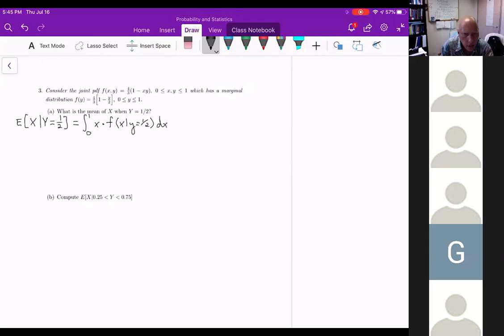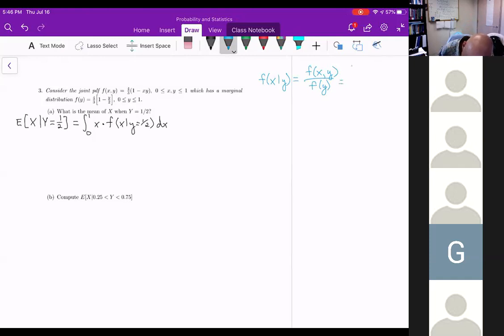The one detail I don't know is what is f of x given y? What is that conditional distribution? How do you find that? Is it f of x,y over f of y? Mm-hmm. And we happen to have both of those. So I'm going to do that on the side here. F of x given y is by definition f of x comma y over f of y. And again, it's y on the bottom because that is the variable we're conditioning on.